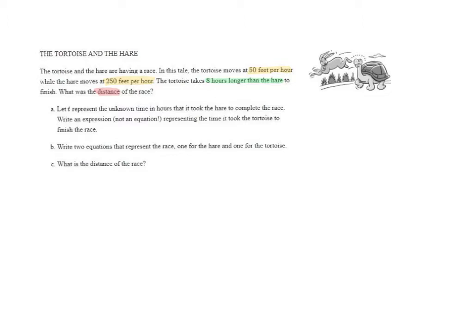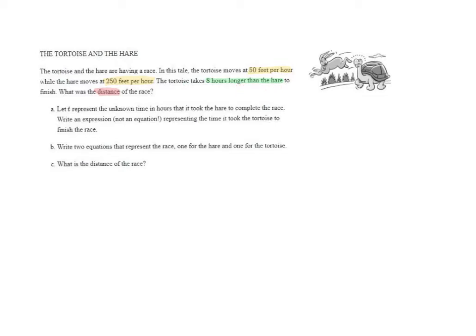To answer Part A, I first want to think about the information I was given in my word problem. In the second sentence, I was given the rate that the tortoise was moving and the rate that the hare was moving, but I wasn't really given any information about time. When I look at the third sentence, I see that the tortoise takes 8 hours longer than the hare.